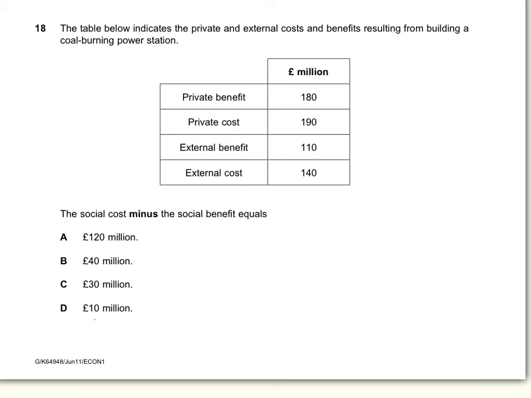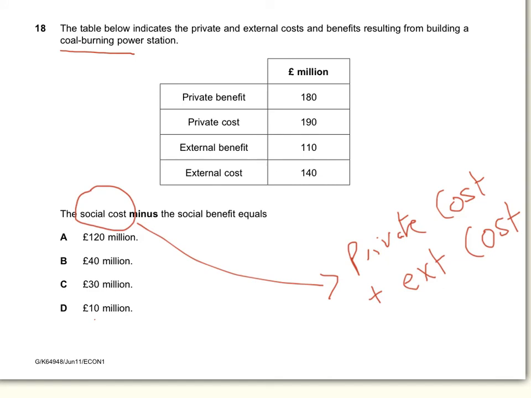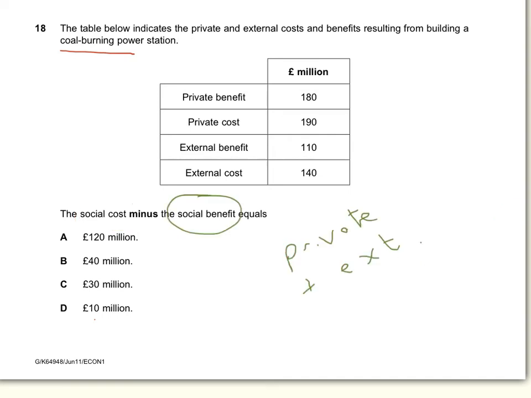18 is another market failure question, but again in a slightly different way. So it requires you to have a good understanding of private and external costs and benefits. And the example that they're using here is a coal-burning power station. So I need to know what a social cost is. Remember, a social cost is the private cost or the marginal private cost with the external costs added on top. Similarly, a social benefit is the private benefit plus the external benefits on top. And to calculate the answer, we simply take the social benefit away from the social cost, which, if you work through the numbers, should give you the answer of £40 million.